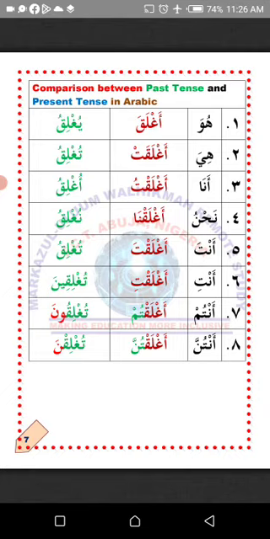Number 6: anti, you, a single female person. Aglaqti, you have closed or you closed. Tugliqina, you are closing or you close. Number 7: antum, all of you, a group of male persons. Aglaqtum, you all closed. Tugliquna, you are all closing. Number 8: antunna, a group of female persons. Aglaqtunna, you all closed. Tugliqna, you are all closing.